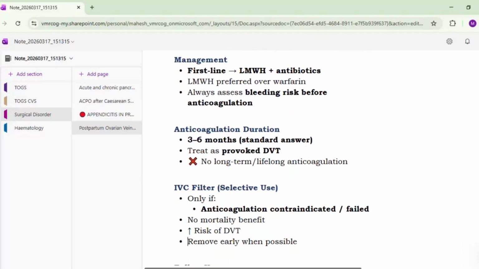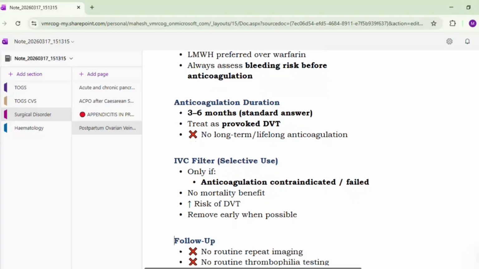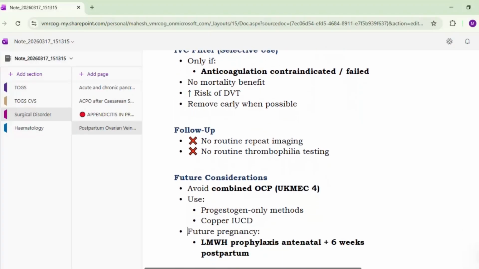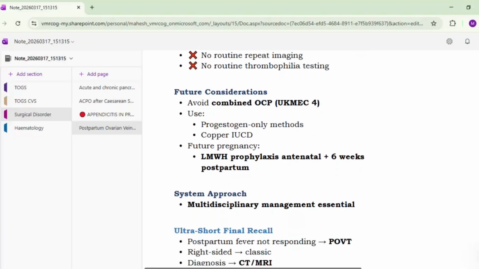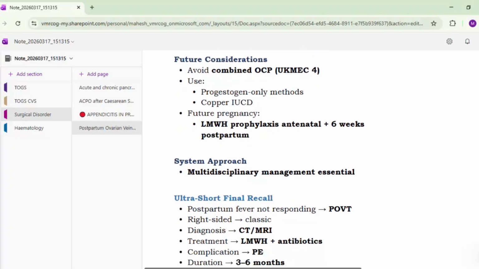Treat as provoked DVT. IVC filters are used only in selective cases, only when anticoagulation is contraindicated or has failed. There is no mortality benefit, there is increased risk of DVT, and remove early when possible. Then future consideration: avoid oral contraceptive pills. They are UK MEC 4. Progesterone-only methods and copper IUDs are permitted.